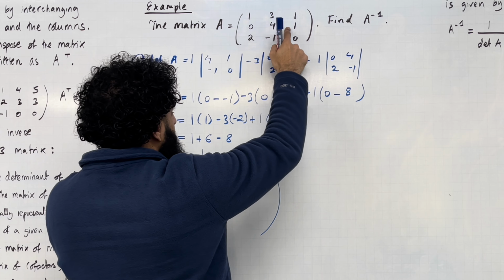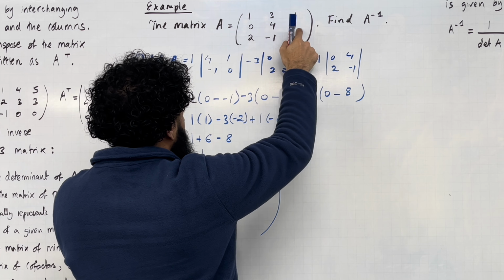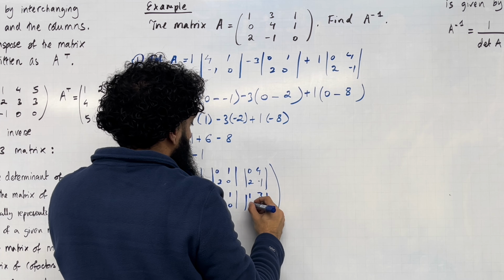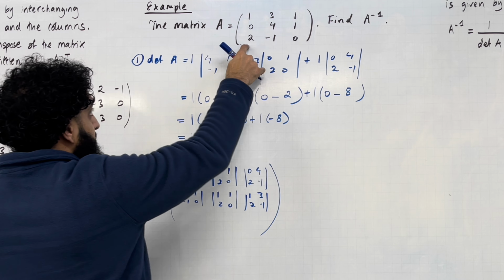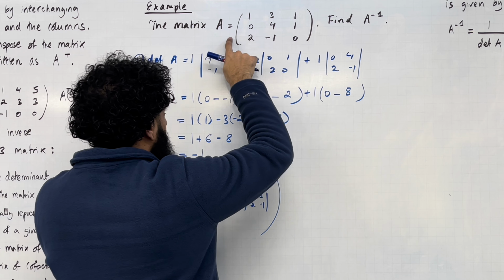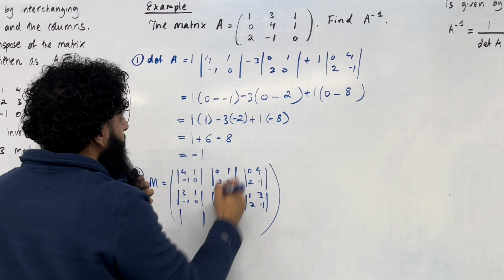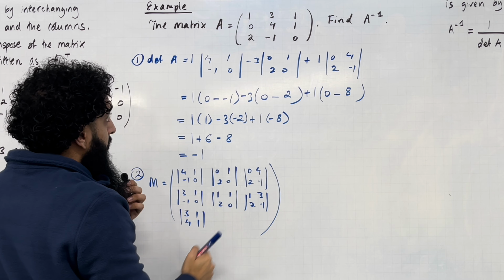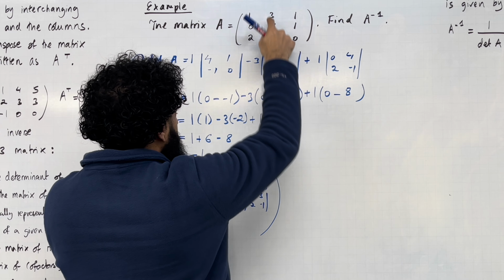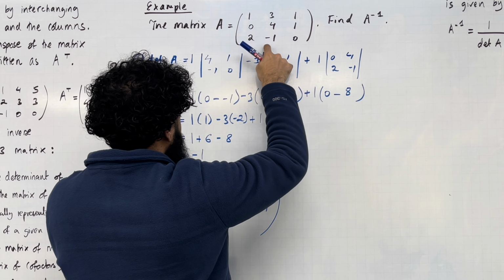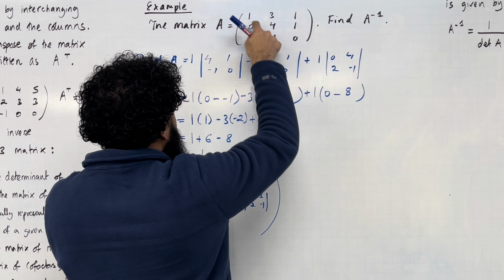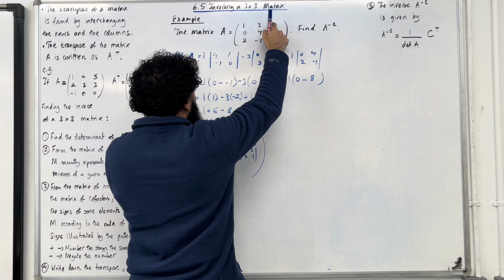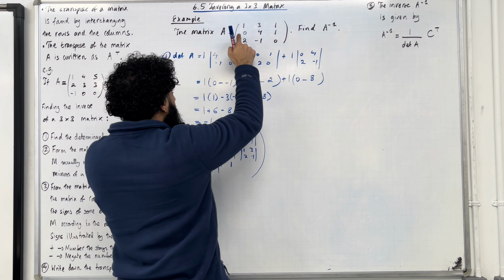The minor of this one, delete this column containing this 1 and the row containing this 1. This gives me 1, 3, 2, minus 1. The minor of this 2 here, delete the column containing this 2 and the row containing this 2. This gives me 3, 1, 4, 1. The minor of this negative 1, so I need to delete this column containing the negative 1 and the row containing this negative 1. This is going to give me 1, 0, 1, 1. So 1, 0, and then 1, 1.